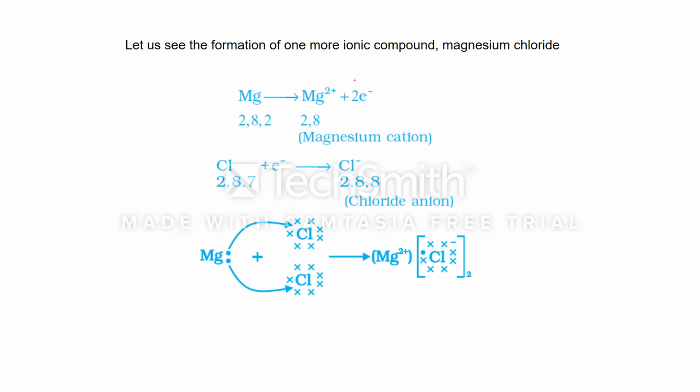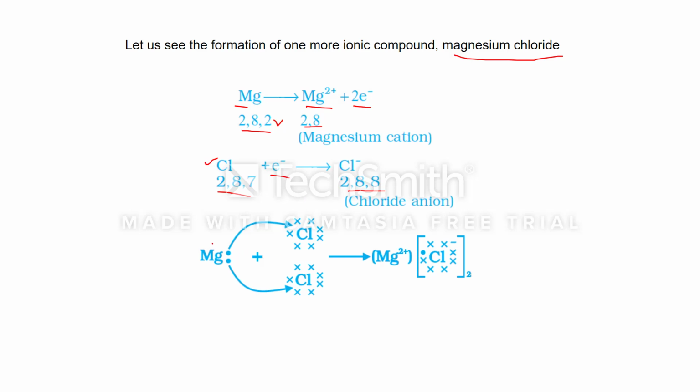Let us see one more example, the formation of magnesium chloride. Magnesium electronic configuration is 2, 8, 2. It has 2 electrons in its outermost shell. When it loses them, it obtains its octet configuration and converts into the magnesium cation Mg2+. On the other hand, Cl, having 2, 8, 7, gains one electron and converts into 2, 8, 8. But there is the loss of 2 electrons. That's why these 2 electrons should be gained, one electron by one chlorine atom and another electron by another chlorine atom.